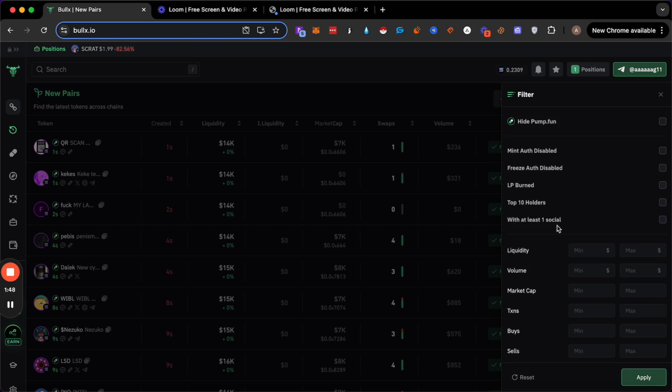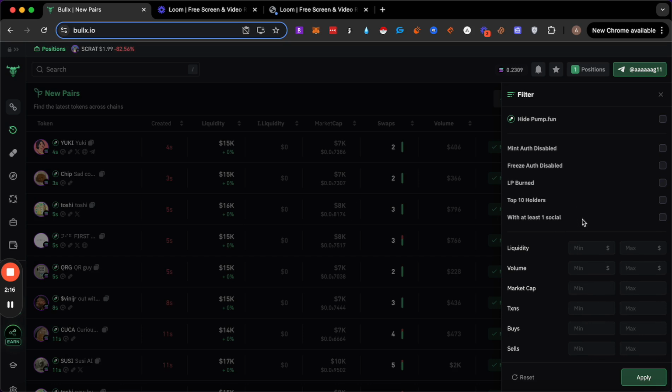If you take a look at this filter, the first thing you can check is whether mint authorization is disabled, so the developer cannot mint new tokens and dilute the token pool. You can see if freeze authorization is disabled, so the developer can't just freeze all trades. You can check if the liquidity pool is burned, that the top 10 holders aren't holding too much, and that it has some socials. You can also filter, obviously, by sales, liquidity, volume, and all that as well.